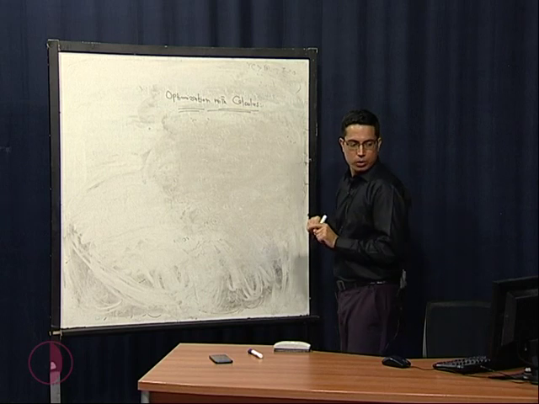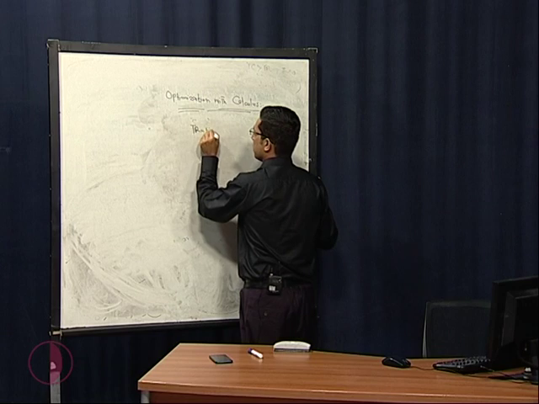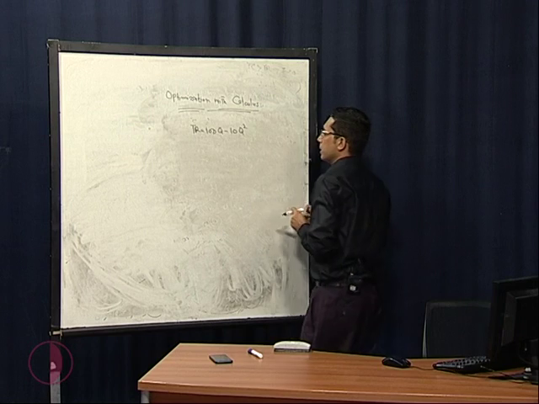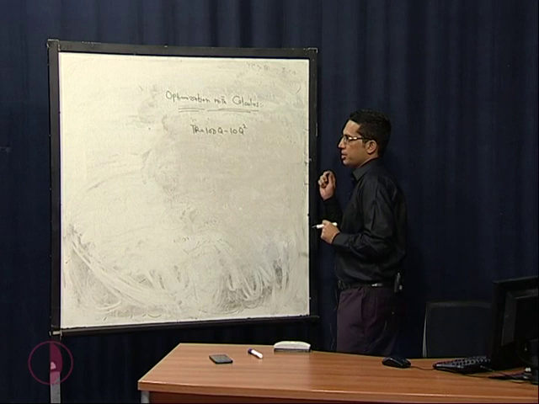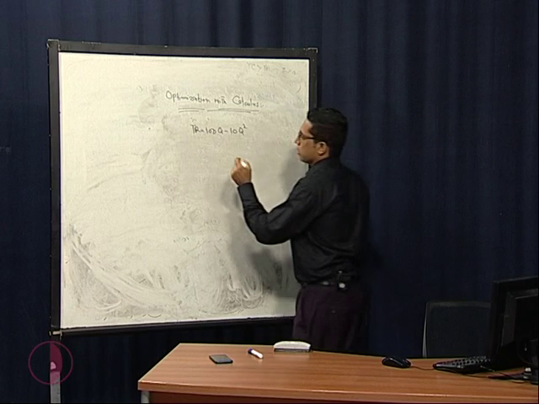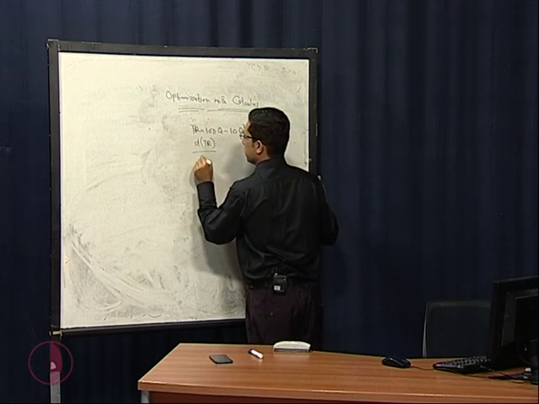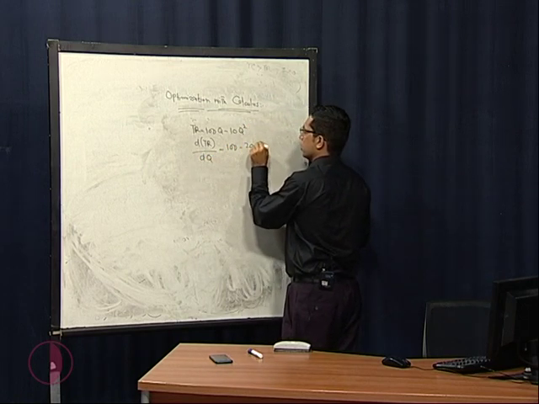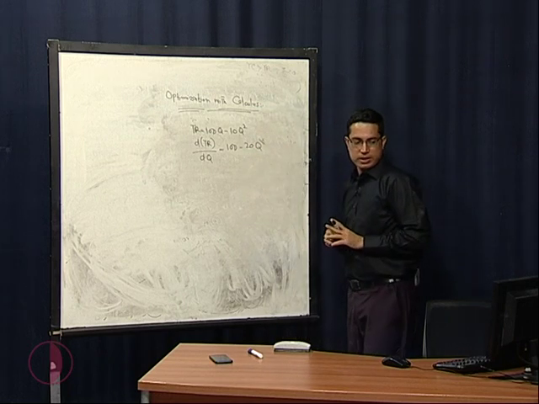For example, this is total revenue, let me put this example again, the total revenue function. Total revenue is equal to 100q minus 10q square. So the first derivative is change in total revenue divided by change in q. This is equal to 100 minus 20q. This is the first order derivative.